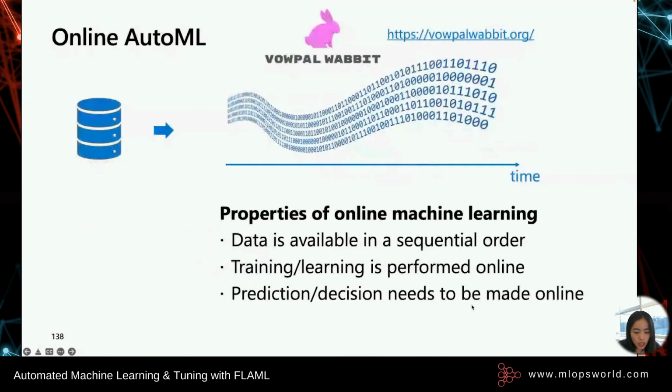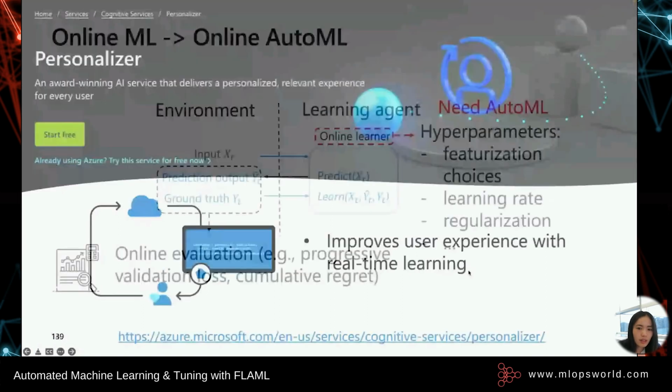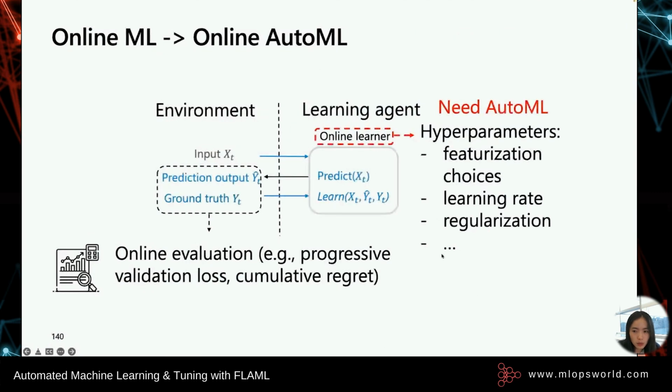This online learning paradigm is commonly used in interactive learning and reinforcement learning. For example, Vowpal Wabbit is an influential online machine learning library which contains a large collection of state-of-the-art online learning methods. And one notable online learning product is the Azure Personalizer service at Microsoft. It is a cloud-based service that helps customers' applications choose the best content to show their users.